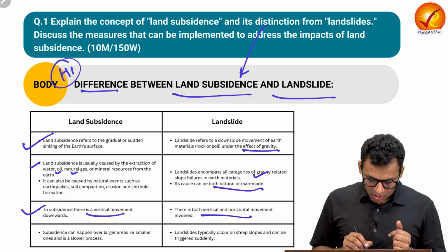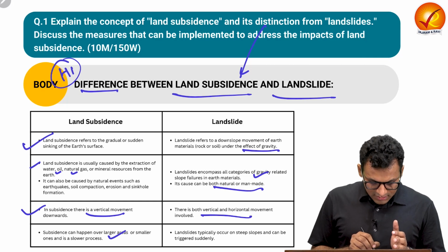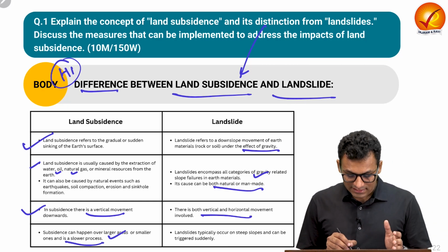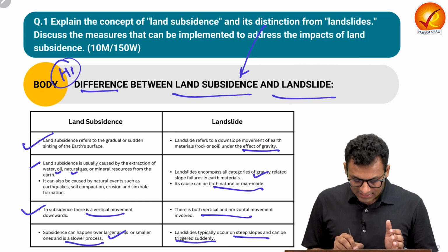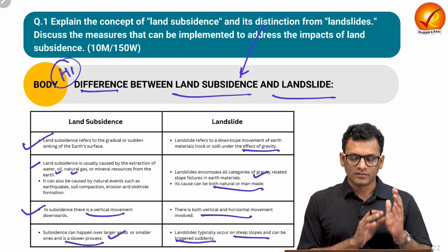And lastly, we can talk about the area, where land subsidence can happen over large areas or smaller ones in a slower process, whereas the landslide typically occurs on steep slopes and can be triggered suddenly. So this is the kind of distinction you can provide for the heading 1 of the body.